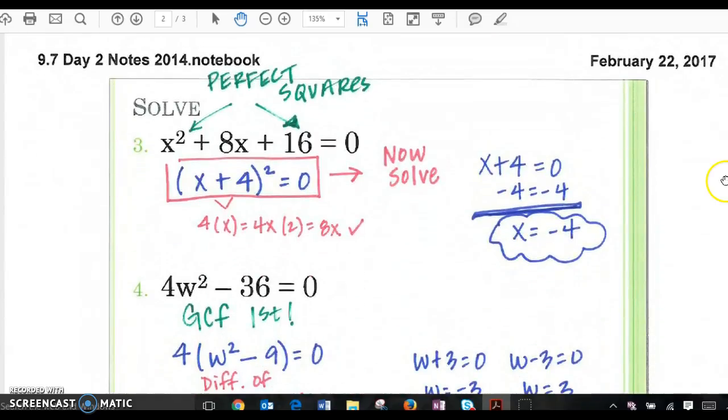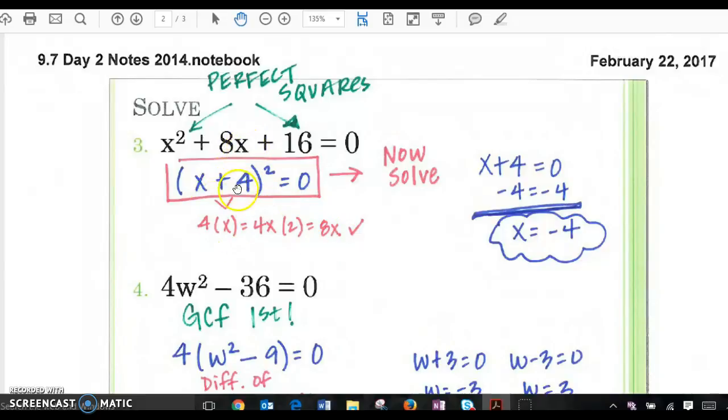On number 3, I'm looking at this one, and I'm seeing, oh, a perfect square, another perfect square on both ends. So not only do I have to factor this one, but these say solve as well. So the square root of x squared is x. The square root of 16 is 4. X plus 4 quantity squared set equal to 0. Double check to make sure this is your middle term. X times 4 is 4x. Double it is 8x. Yep, that's what I have for the middle.